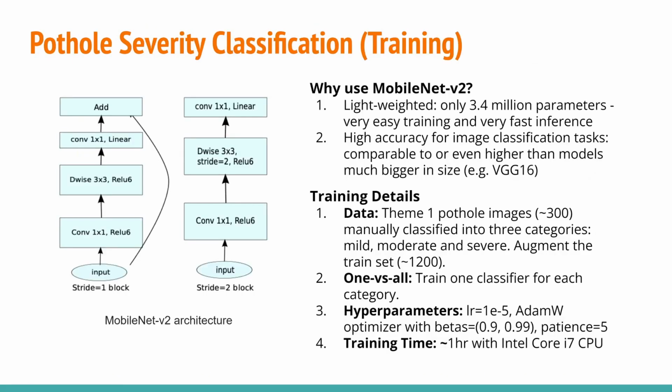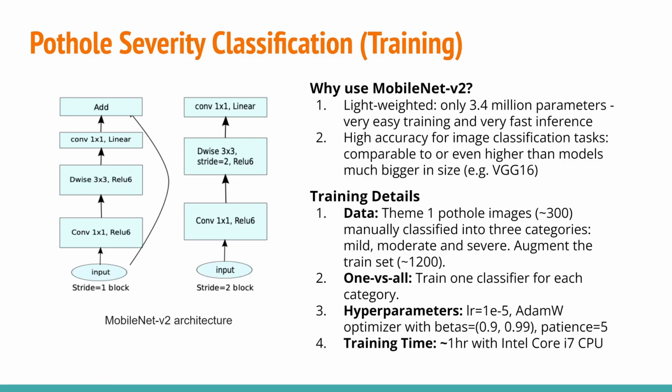So here is our pothole severity classification model. To classify the severity of potholes, we fine-tuned a pre-trained MobileNet V2 model. The advantage of this model is that it's lightweight with only 3.4 million parameters, so the training and inference processes are very fast. Moreover, despite its small size, its accuracy on image classification tasks is comparable or even higher than some models like VGG16.